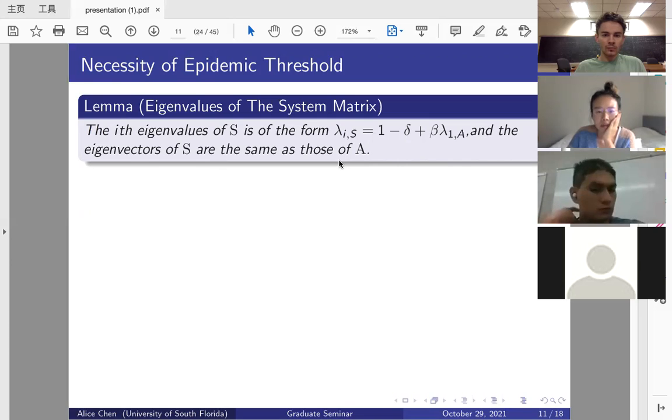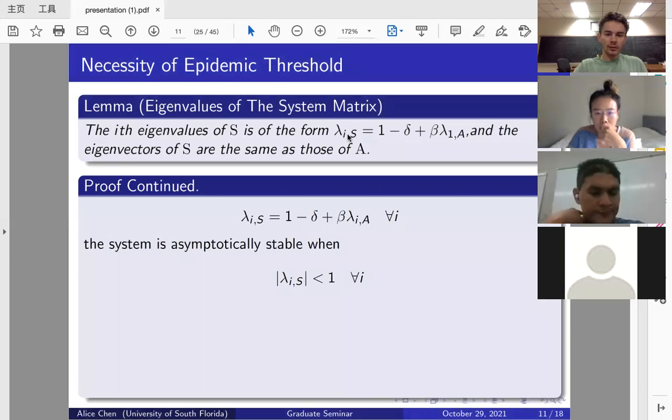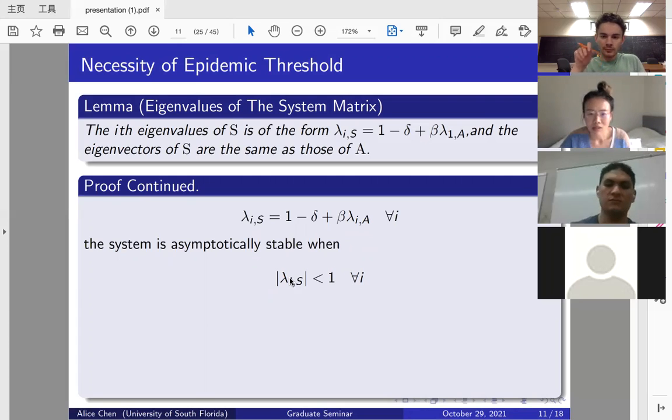So, proof continued. We have the eigenvalues in this form. Lambda_i of S is 1 minus delta plus beta lambda_i of A. Yeah, let me double check. Otherwise they'd all be the same eigenvalue, which would make less sense. You wrote it below, so I think that has to be it. Yeah, it's gonna be lambda_i of A. Good catch. Okay, so we're gonna use that.